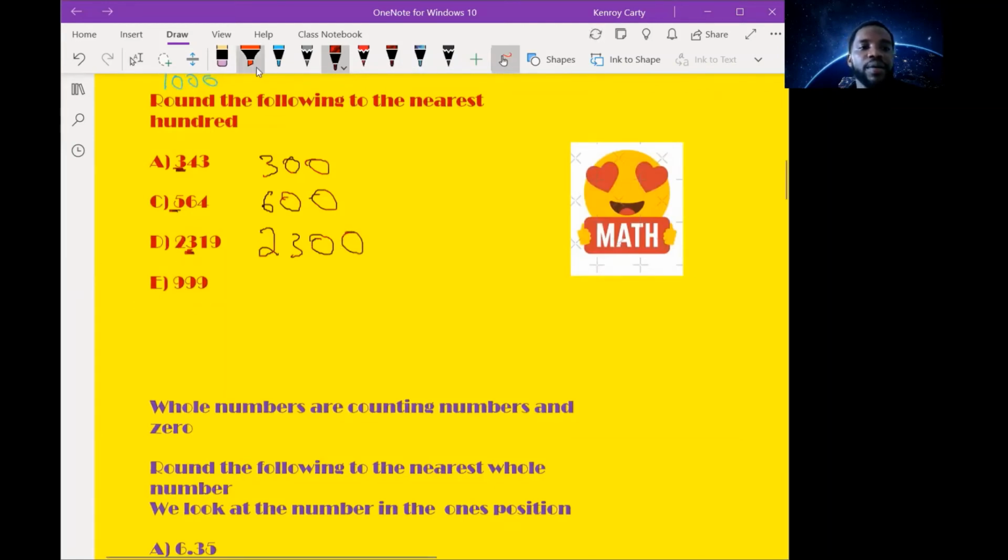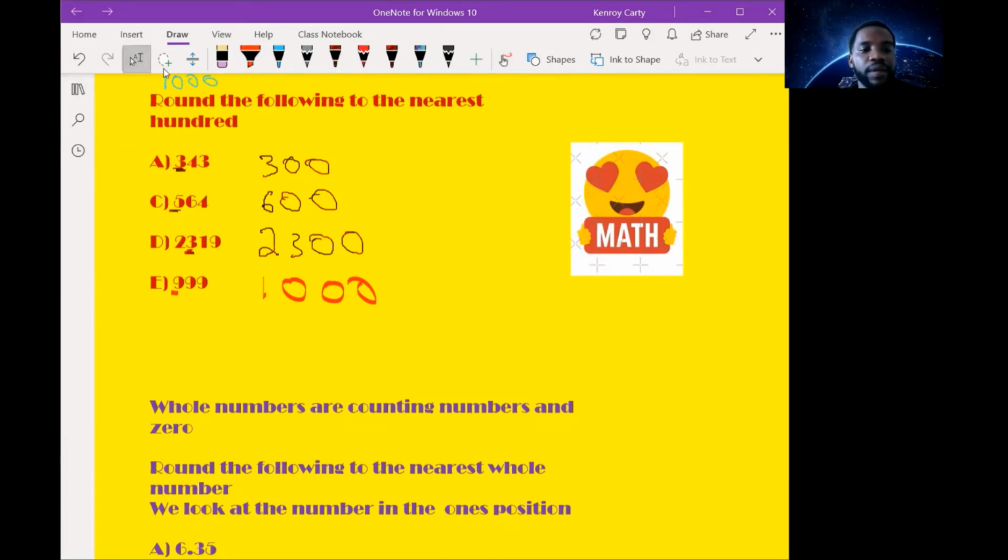999. The number in the hundreds position here is 9. All right, we look at the number to the right, which is also 9. That number is greater than 5. It's 5 or more, so we round up the 9 here, which is going to become 10. So you're going to have 1, and you replace all other positions with 0. Good. Now, what you would notice here is that 999 to the nearest 100 is 1,000. To the nearest 10 is also 1,000. And you'd have seen why.